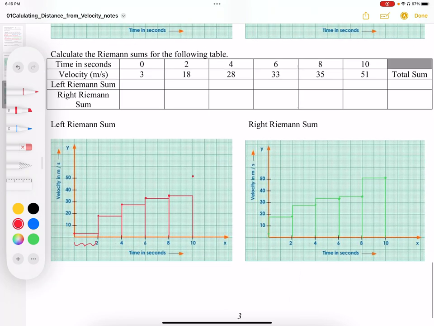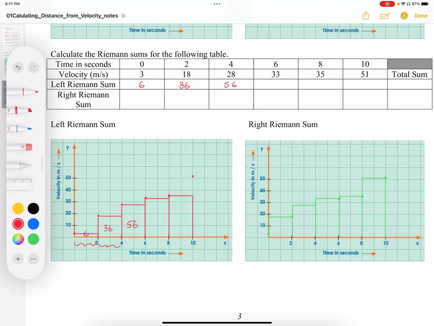So in the first left Riemann sum, which I'm going to do in red, it's going to be 2 times 3 meters per second, or 6 meters here. For the second rectangle, the width again is 2 seconds, and the height of that is going to be 18. So we're going to get 36 meters for that. Then for the next one, same time interval 2, the velocity is 28 meters per second for the left edge. And so we're going to end up with 56 meters.